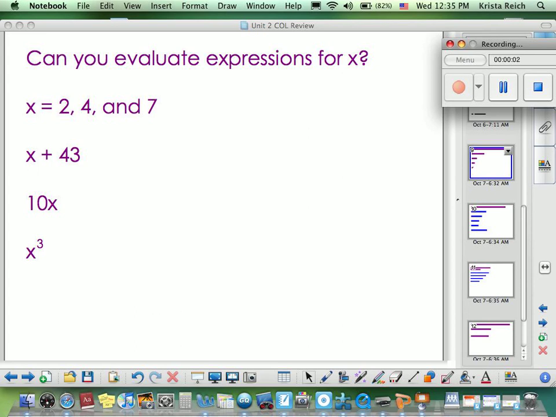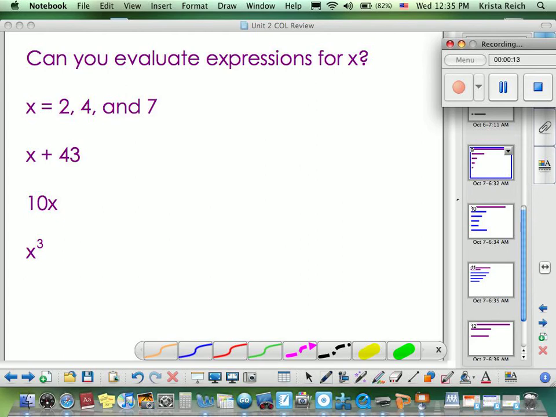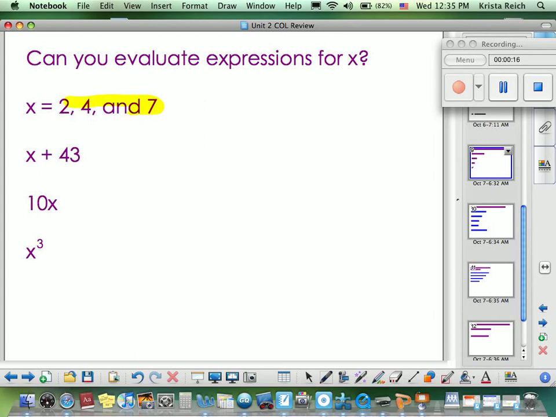One of the other things that you're going to have to be able to do for the math exam is to evaluate expressions when you are given a variable. And in this example here, you can see that I have given you three values for x. I've given you the 2, the 4, and the 7. And you're going to see some expressions, okay?